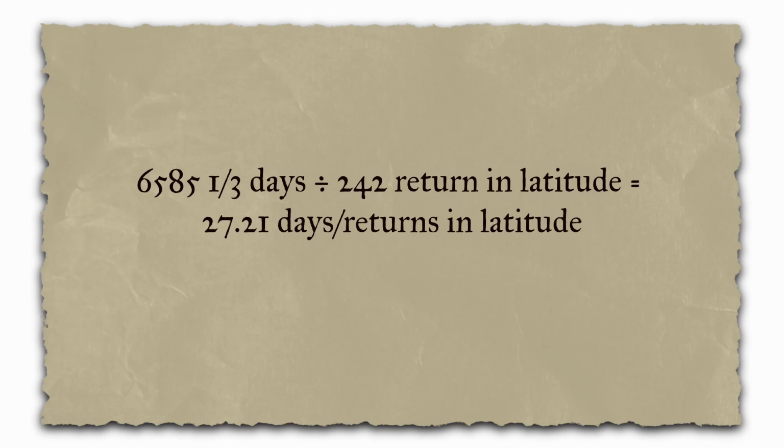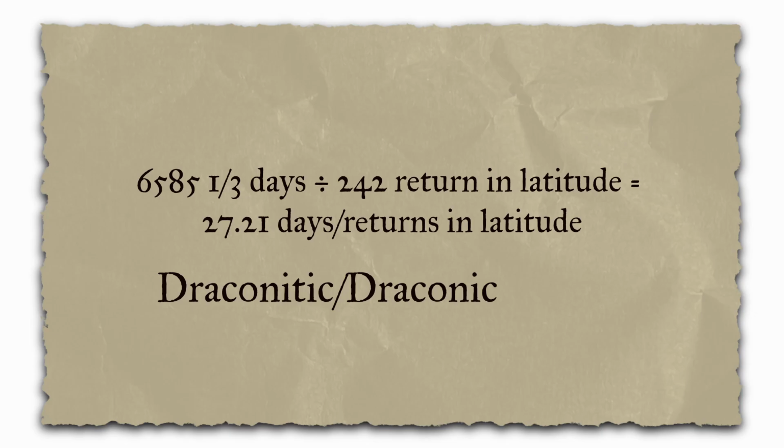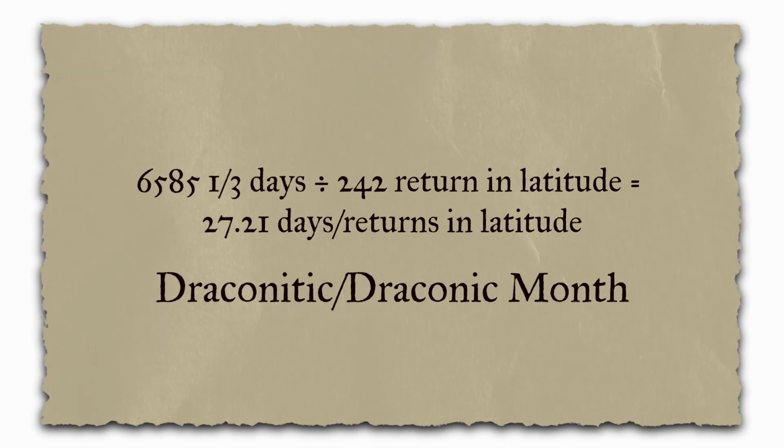Third, if we track the moon bouncing up and down with respect to the ecliptic, we'll find that in a Saros cycle, it does so 242 times. And again, we can divide the Saros period by this to find the average duration of a return in latitude. This is called the Draconitic or Draconic month.